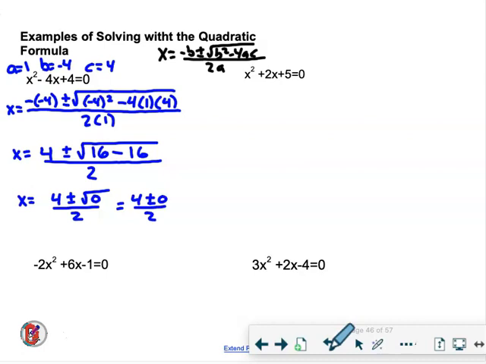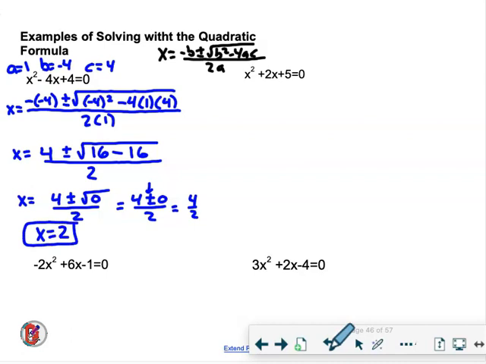In a normal problem, we'd split up this plus or minus, and we'd say, okay, one answer is when we have 4 plus 0 divided by 2. One answer is when we have 4 minus 0 divided by 2. But in this situation, those are both going to be the same thing. So there's only one answer here. This is just 4 over 2. So x is equal to 4 over 2, which is just 2.